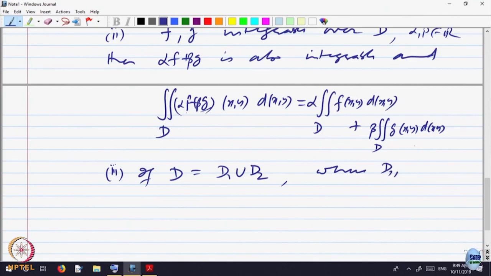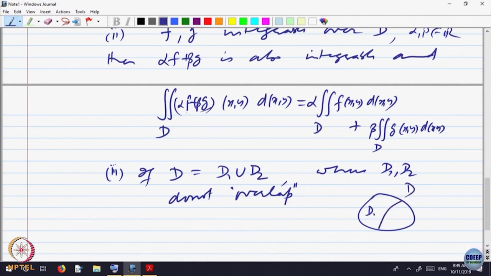where D1, D2 do not overlap. So, one has to intuitively understand what is meant by not overlap. We are not saying they are disjoint, but there is no common portion of them, right. So, if it is D, you can cut it into two parts D1 and D2, then D1 and D2 do not overlap. Though it is written as a set theoretic union, we are emphasizing the rule.